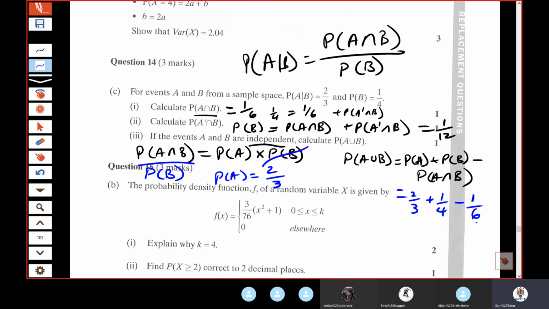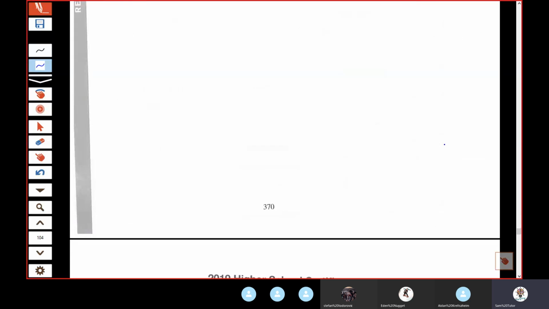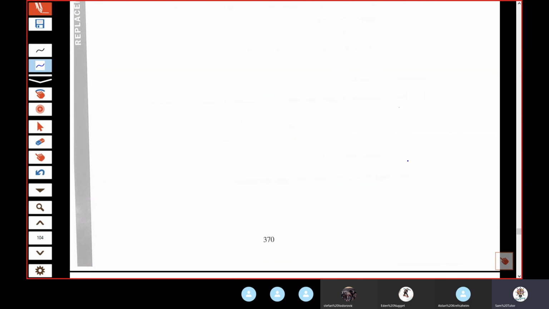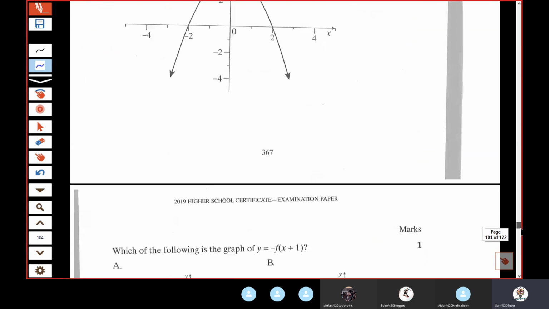Yeah, I'm happy with that. Yep, I am very happy with that. 2 over 3 plus a quarter minus 1/6. Okay. Any questions? All right. Any more? No, that's it. That was 2019 done. Not much prelims there. Did I miss something?